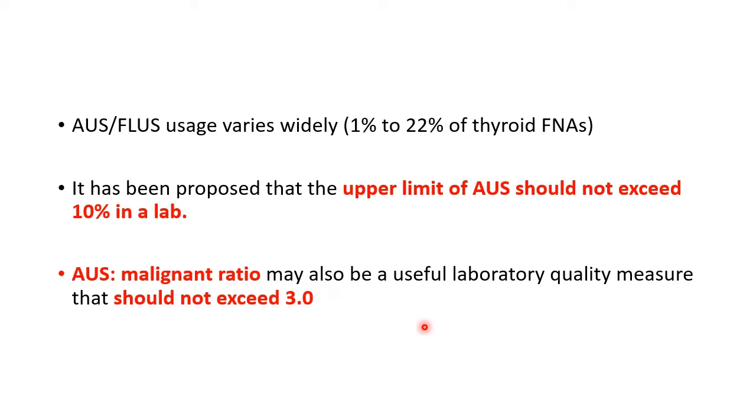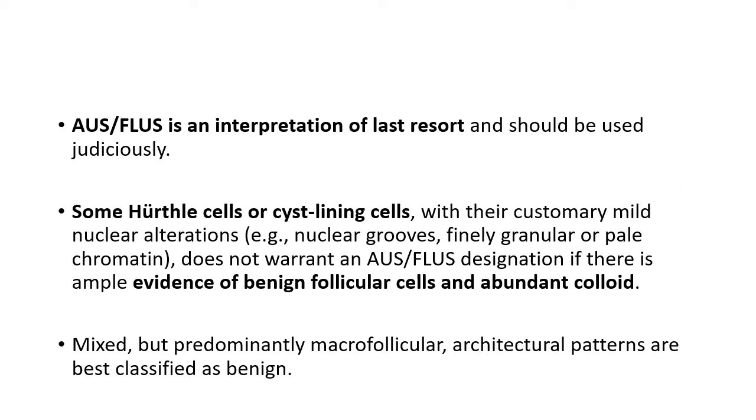And another quality measure for AUS is that the AUS to malignant ratio should not exceed 3. So the AUS upper limit should not be more than 10% among the total thyroid FNAs, and the AUS to malignancy ratio should not exceed 3. So AUS interpretation should be of the last resort.